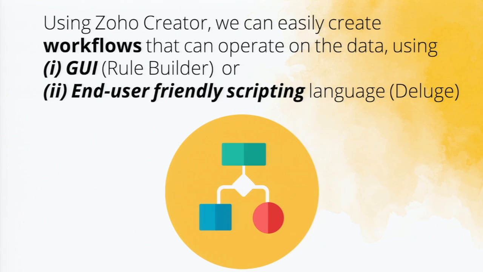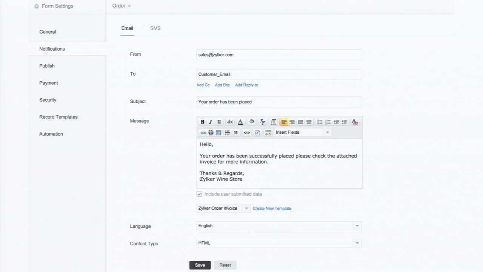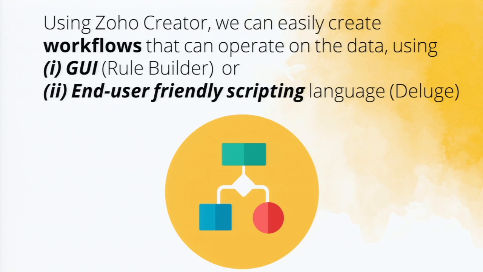In Creator, we give two options for the users. You can either use the rule builder, the workflow builder, the graphical user interface, okay? Or you can use an end user friendly scripting language, what we give, called Deluge. What I mean by that is, let's take the email requirement. I want to send an email notification to a customer when the order has been placed.